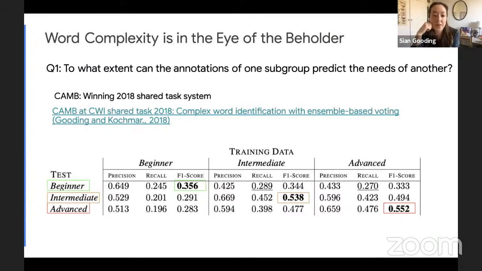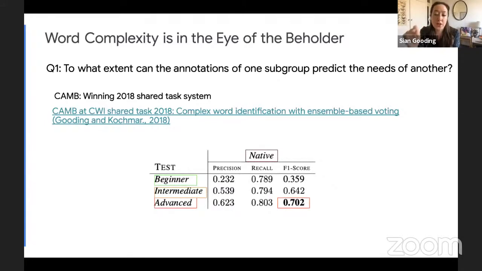We also looked at what happens if you train with native annotations, and how it performs when predicting for beginner, intermediate and advanced. We found that the native annotations perform best when predicting the needs of advanced, which makes sense. There's quite a marked difference there if you look at how well it performs. And this was a pattern that really emerged throughout the work. We kept seeing that the concept of word complexity from a beginner as you move up to advanced becomes more similar to that of a native speaker. So that was quite interesting to look into too.